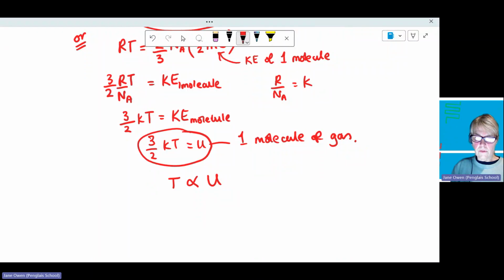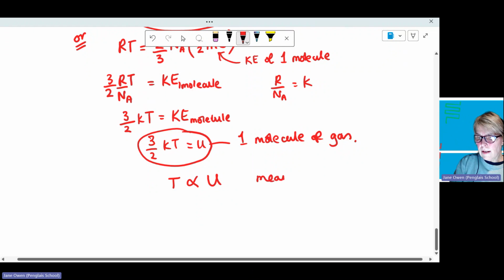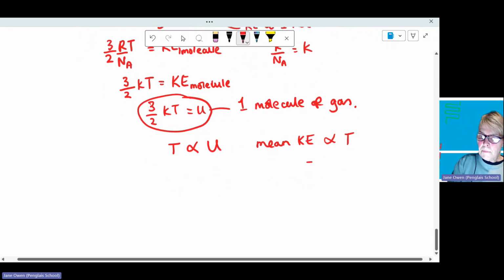And the mean kinetic energy is proportional to that temperature, i.e., the temperature is directly proportional to the mean square speed. So a macroscopic quantity, temperature, that we can measure with a thermometer is directly proportional to something that is happening on a microscopic level.